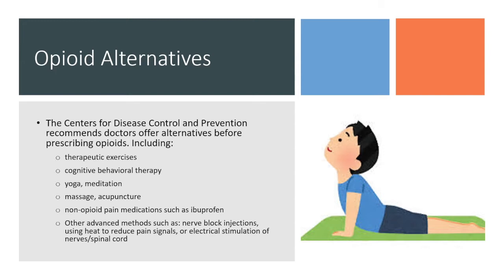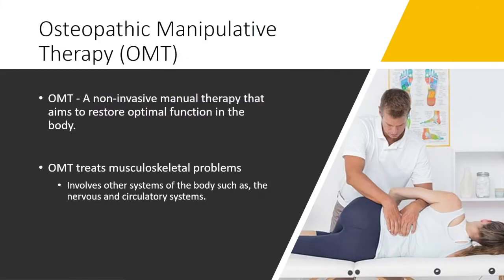These include treatments such as therapeutic exercises, cognitive behavioral therapy, yoga, massage, non-opioid medications such as ibuprofen, as well as other advanced methods such as nerve block injections, heat, electrical stimulation, etc. One alternative treatment we explore in this study is the use of osteopathic manipulative therapy, also known as OMT.